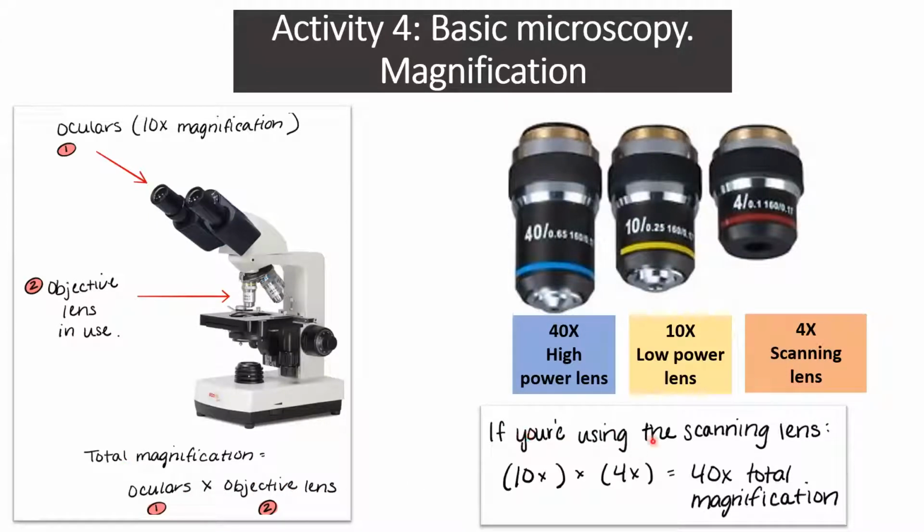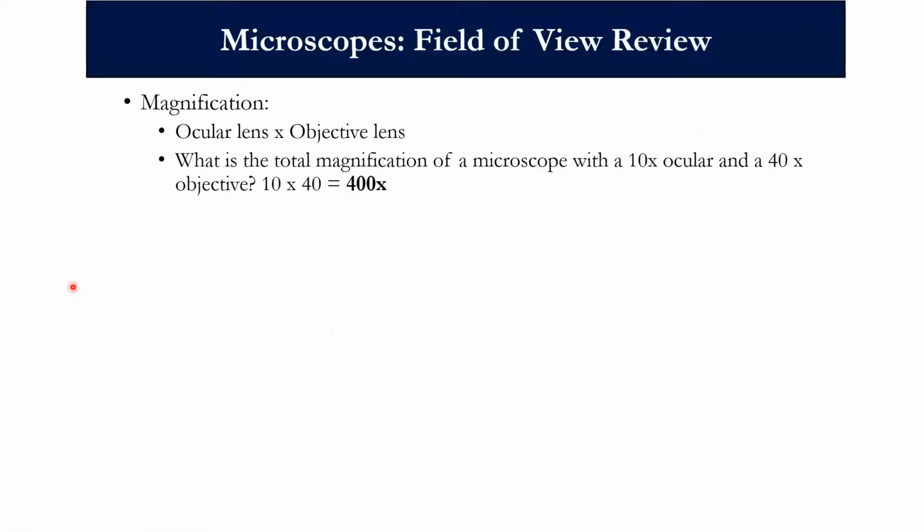So if you are using the scanning lens, which is your 4x, you would do 10x from the oculars times 4x from the objective lens to give you a total of 40x total magnification. If you were using your 10x low power lens here, you would use 10x from the oculars times 10x from the objective lens to give you a 100x total magnification. So remember, you're always going to take both into consideration for total magnification.